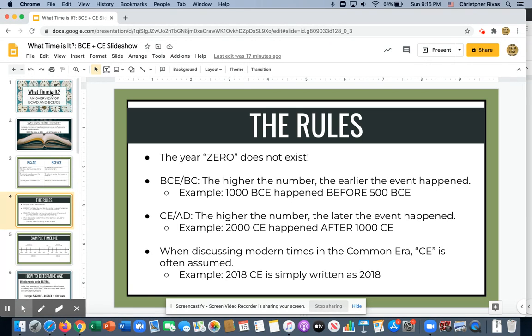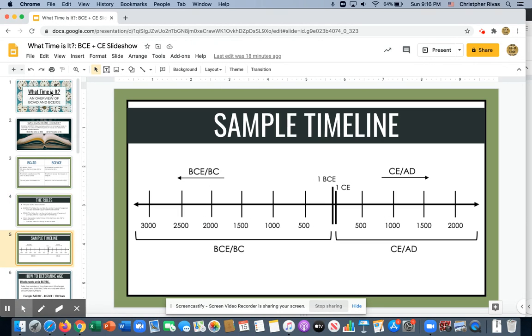Rule number three, when it comes to CE and AD, the higher the number, the later the event happened. So for example, 2000 CE happened after 1000 CE. And when discussing modern times in the Common Era or CE, we simply write it as, for example, 2018 CE is 2018. Pretty simple, right? And again, this is our timeline that we're going to be working on. Notice where BC is, and notice where CE is.